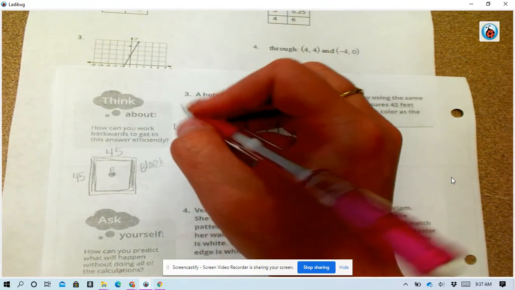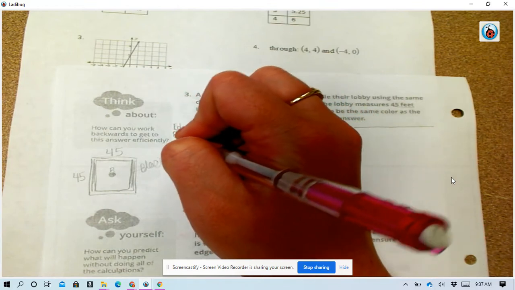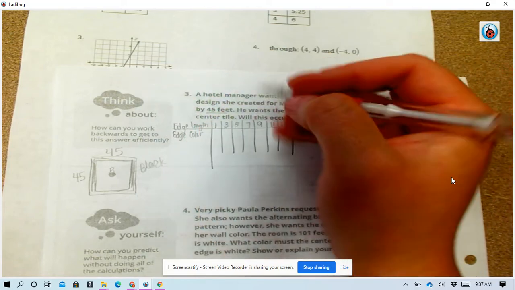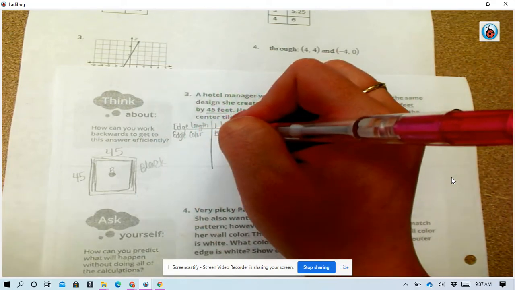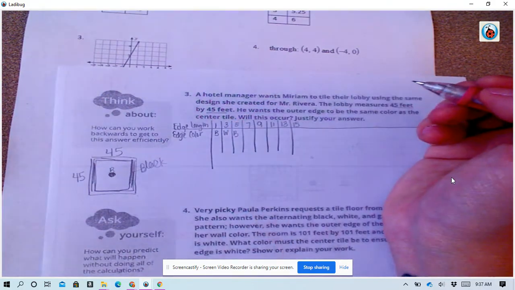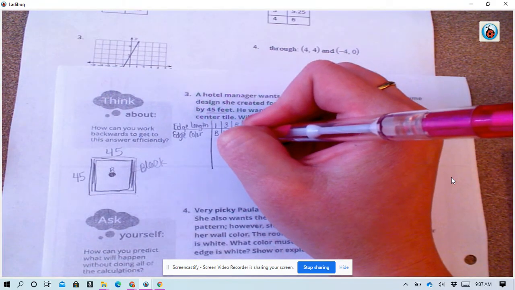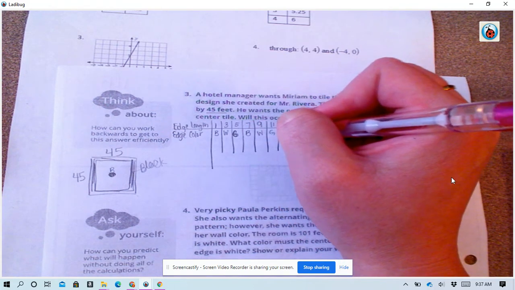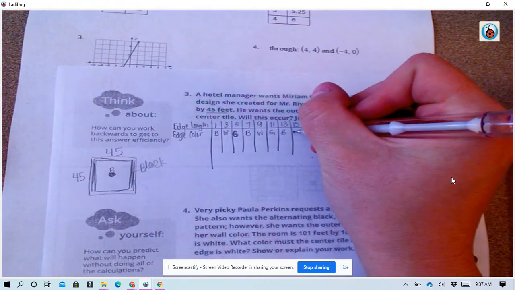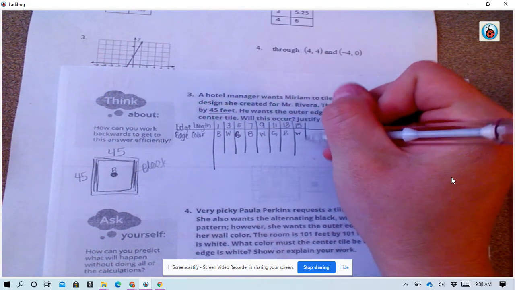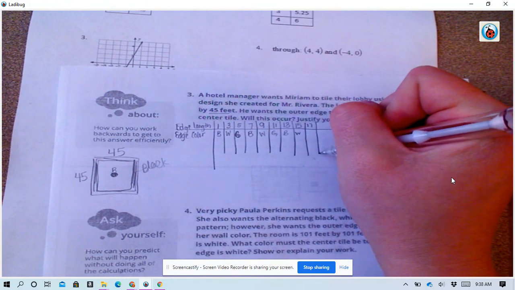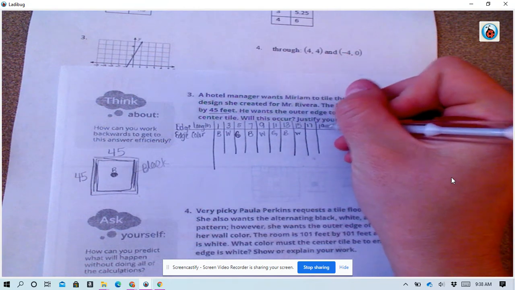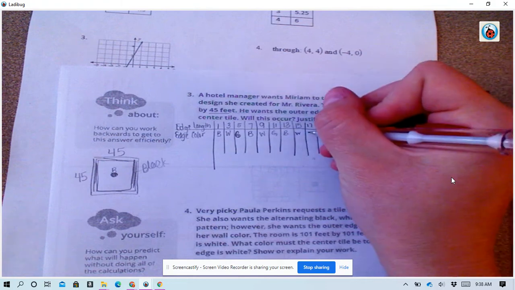So we knew that the edge color would be black, and then white, and then black. No, this one was gray, sorry. Gray, and then black, white, gray, and then black, white. And then if you wanted to keep going, 17, 19, 21, black, white, gray.